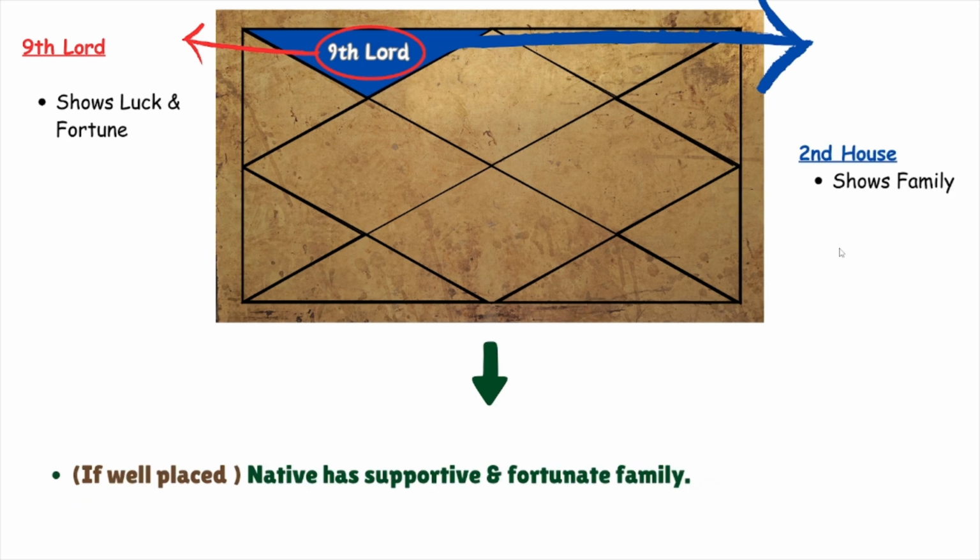Now, ninth lord shows luck and fortune, and second house shows one's family. So if it is well placed, then it shows that your family is lucky for you. You have a very supportive, fortunate family, okay.